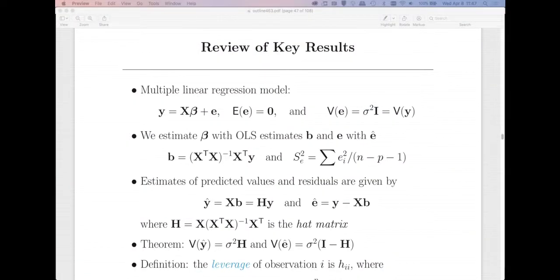This video is going to go into more detail on our diagnostic measures. So I'm going to talk about leverage and Cook's distance and try to give you some intuition behind them, as well as the mathematical justification for these measures.